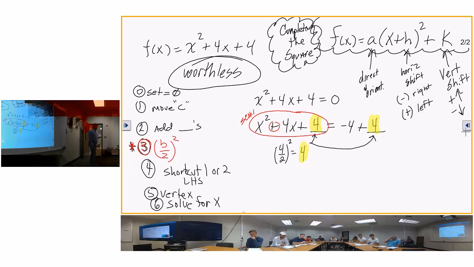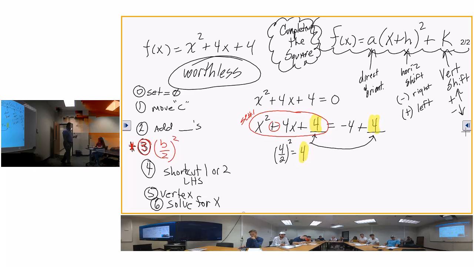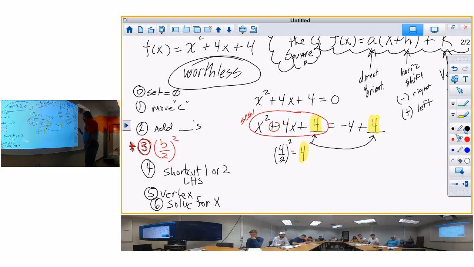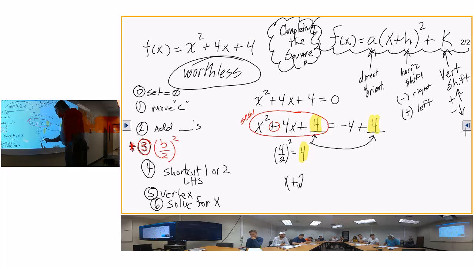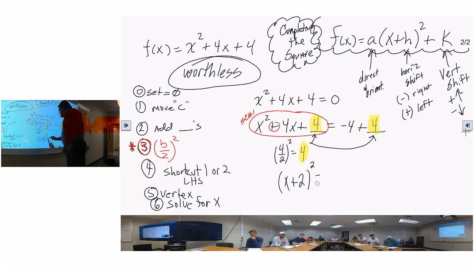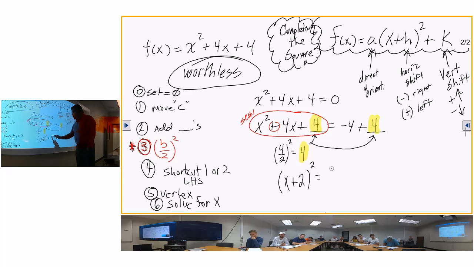It's either going to be shortcut number 1 or shortcut number 2. There is no other. That's why you complete the square, to make it a shortcut. Everybody understand? You do number 3 over there, so you can get shortcut number 1 or shortcut number 2. And that's going to give us x plus 2 quantity squared is equal to 0.